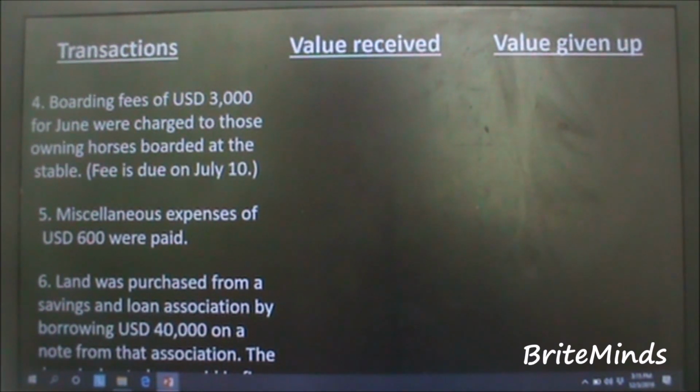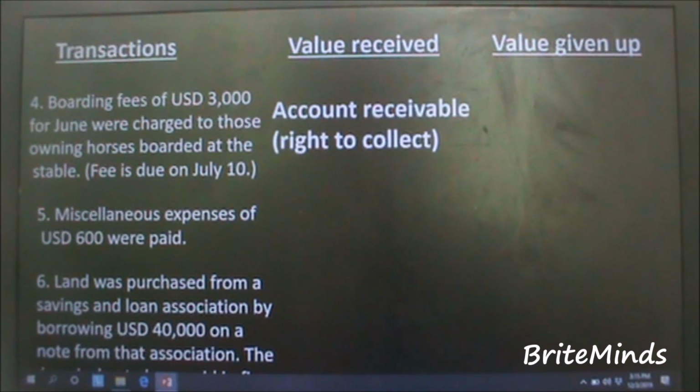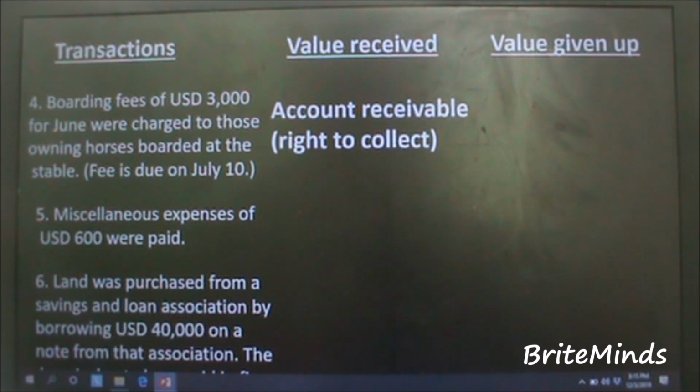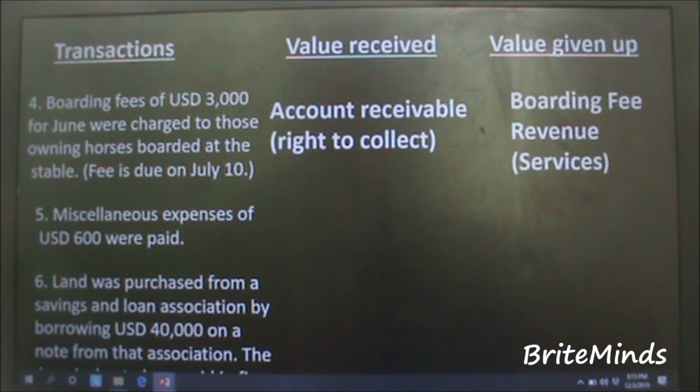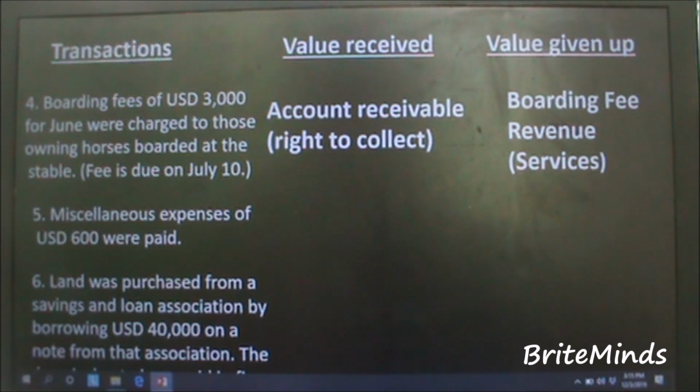And then also, if you look closely, the fee is due on July 10. So it means the business entity has the right to collect. So accounts receivable. What is the value given up? The value given up in exchange for accounts receivable is the services: boarding fee revenue, or the services offered to customers.